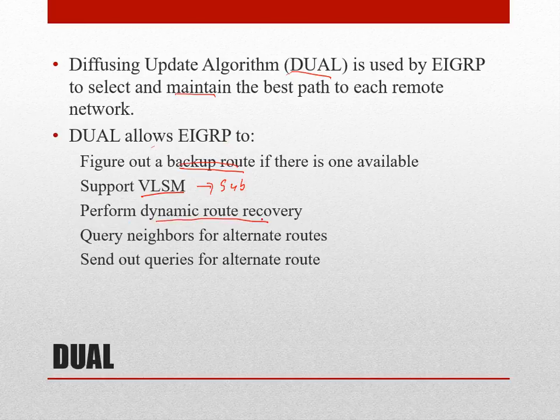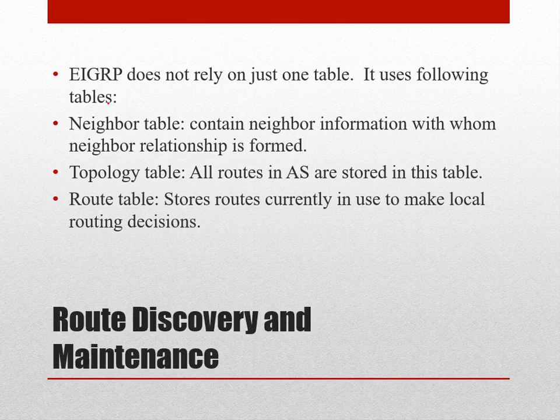It performs dynamic route recovery: it queries neighbors for alternate routes and sends out queries for alternate routes. If a route goes down and we don't have a feasible successor, it'll ask other routers if they can help it out to get a route there. EIGRP is quicker to recover because it has those feasible successors. If something goes down, it looks to see if it has one, and it just puts that into the route table. OSPF has to do a regeneration, so it's going to be a little bit slower.